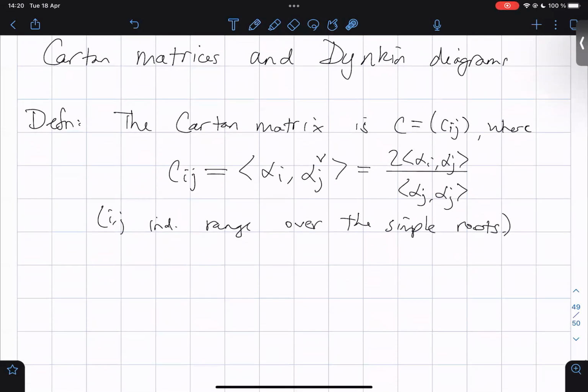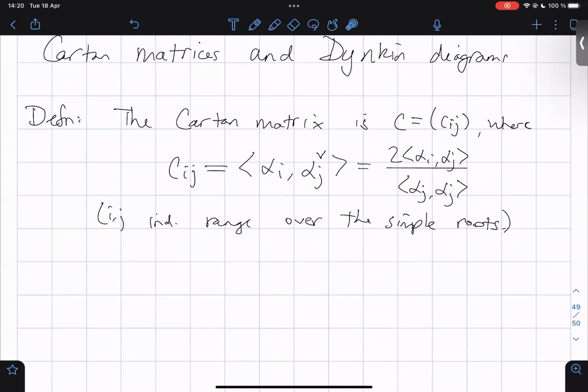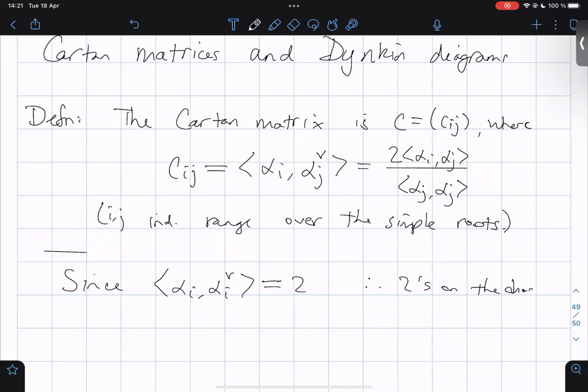I'll state what that symmetric matrix is. Other conventions: when I write Cij, I take i as the row index and j as the column index. That's not always consistent in the literature. Sometimes it's transposed. Other things: if you take j to be equal to i, then you're going to get 2. So on the diagonal, you're always going to have 2.